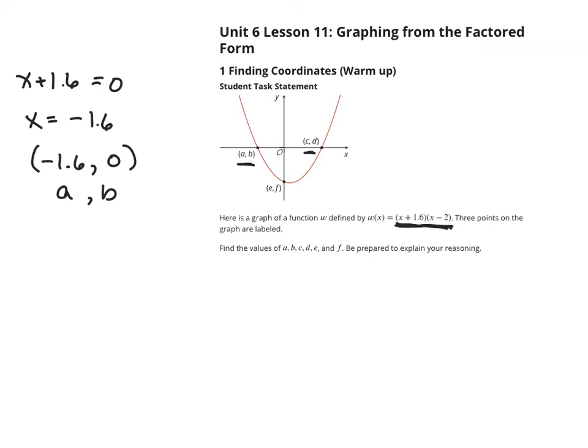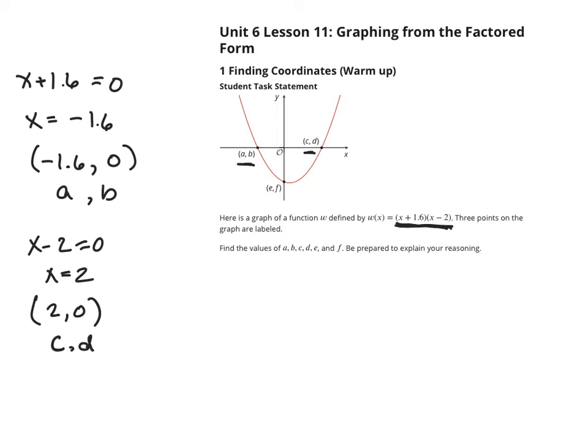Now I can take the other part, which is x minus 2 equals 0, and solve that for x. x equals 2. So that means that when x is 2, y is 0. And that is going to be my c value and my d value.